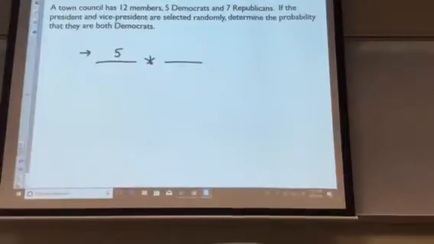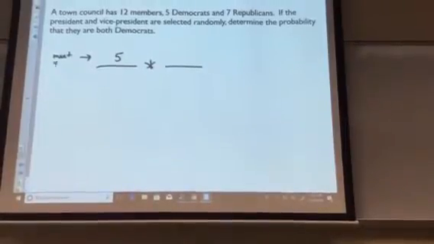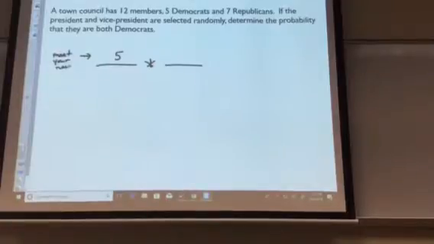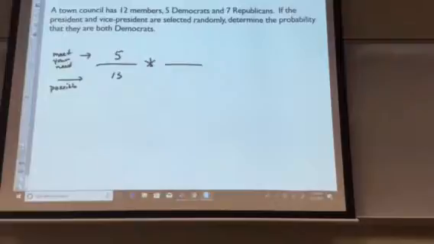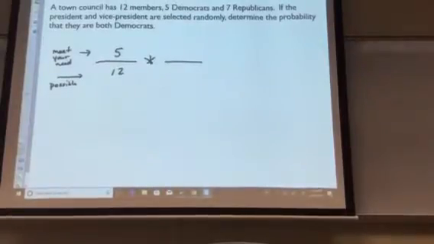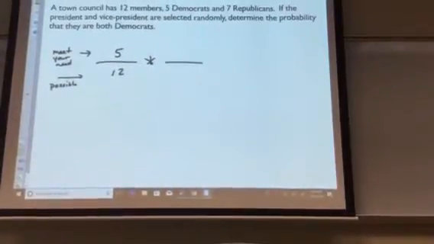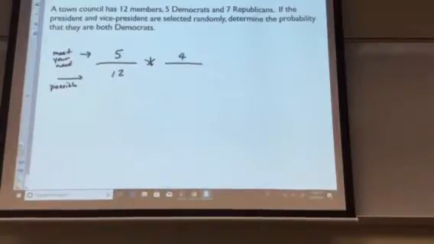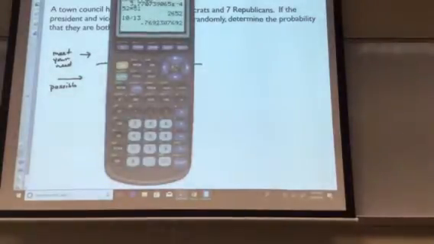So the numerator are the things that meet your need. The denominator are things that are possible, whether you like them or not. 5 out of 12 people satisfy or could be elected as president. And now how many could be elected as vice president? 4 out of 11 people. And if they want a fraction, can we get the calculator to do that for us?